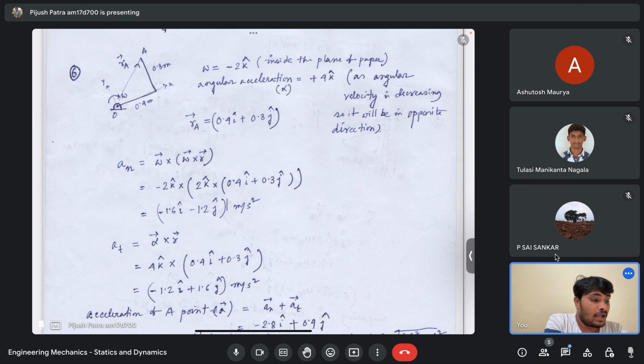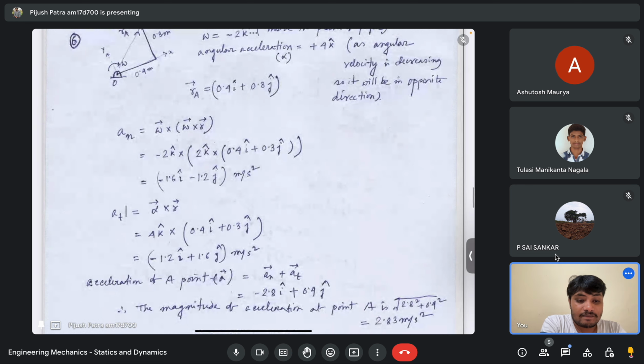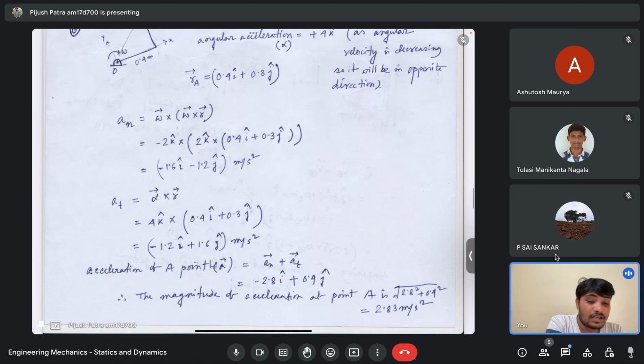And the acceleration along the tangential direction, a_t, is alpha cross r, where alpha is the angular acceleration. If you do that, it comes out like this. The total acceleration at point A is the tangential acceleration plus the normal acceleration. Then the magnitude of this will be the root of x component square plus y component square. It is 2.83 meter per second square.